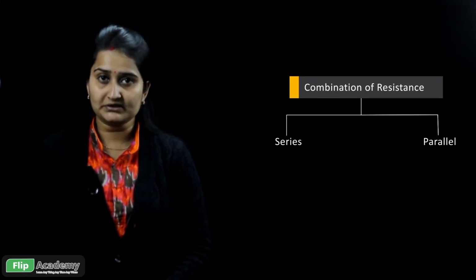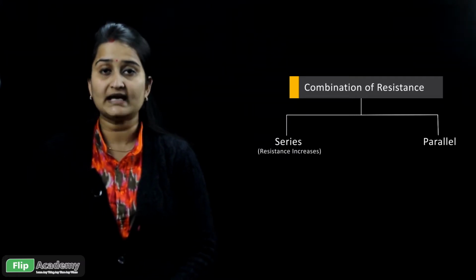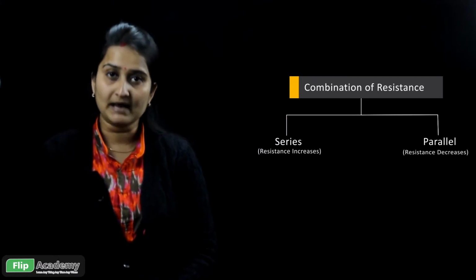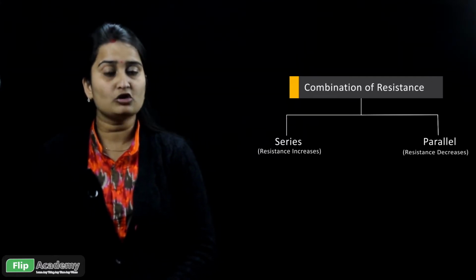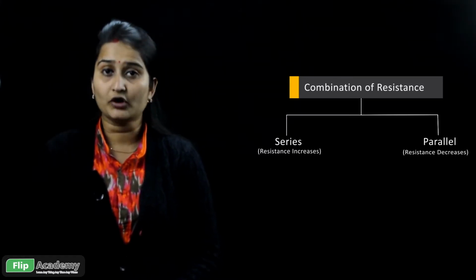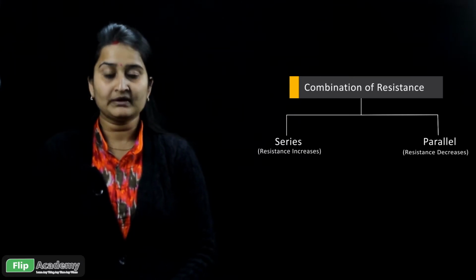That is, when the resistances are connected in series, their total value increases. And when the resistances are connected in parallel, the total value of the resistance decreases. So now let's see what the series connection is and what the parallel connection is. In series connection, the resistances are connected end to end, one after another.